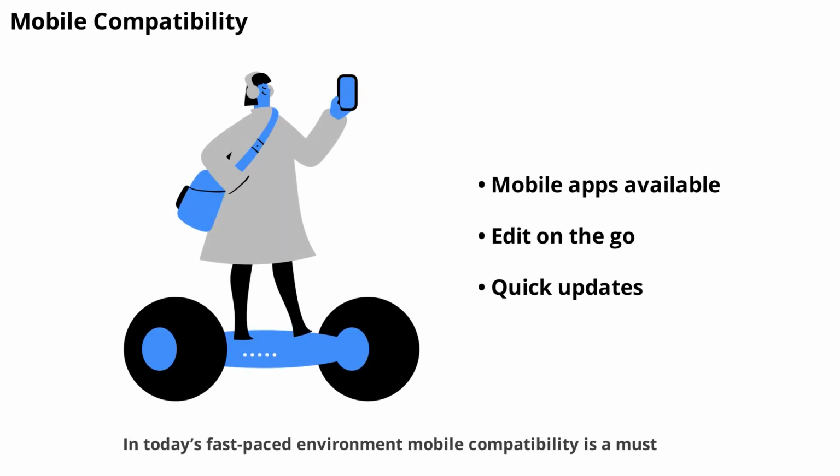In today's fast-paced environment, mobile compatibility is a must. Many diagram software options offer mobile apps or responsive web interfaces, allowing you to view and edit diagrams on the go. This is especially useful for restaurant managers who need to make quick changes or share updates with staff during busy hours.